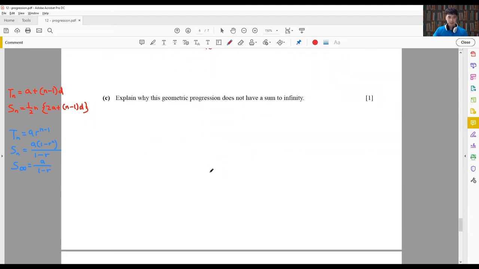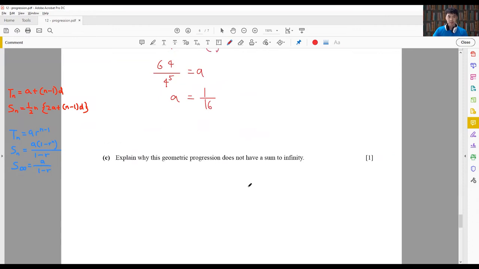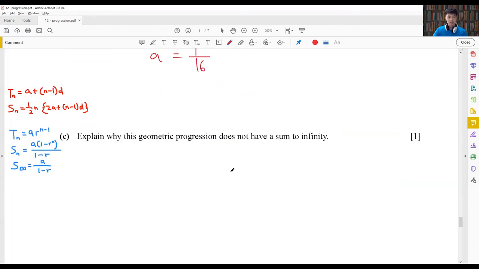Last part, explain why this geometric progression does not have a sum to infinity. Now, to explain this question here, all you have to see is this formula over here, all right? In the actual question papers, they actually give you more information where r is less than 1, okay? It can only have a sum to infinity if r is less than 1. If it's not, you will never get an ending to it, all right?